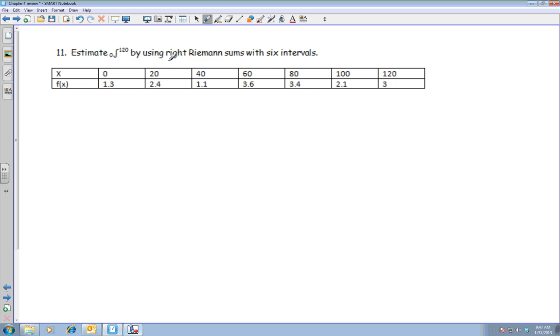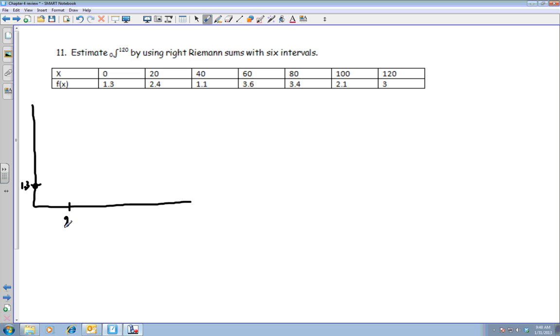Okay, so you don't have to make a sketch of this if you don't want to, but starting off, I always kind of need a little picture. So I'm going to just sketch the first few points, and we'll see if we can find a pattern. So when x is 0, f of x is 1.3. So 1.3, there's my first point.